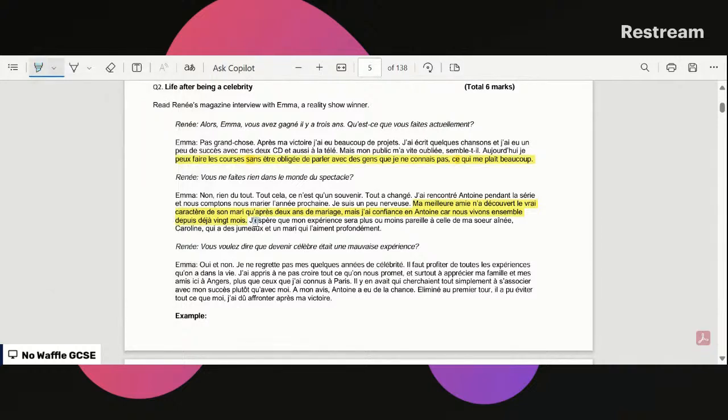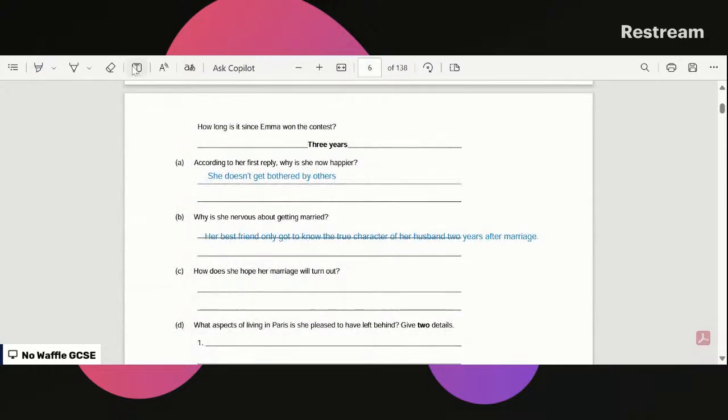J'espère que mon expérience, I wish that my experience, will be plus ou moins pareille à celle de ma sœur Annie, Caroline, qui est de jumeaux et une mari que l'aimons profondément. So she wants it to be as similar or as good as her sister's marriage. So that she'll be as happy as her older sister. Okay? So sœur aînée means older sister. So how does she hope her marriage will turn out? You can say as good as her sister's.